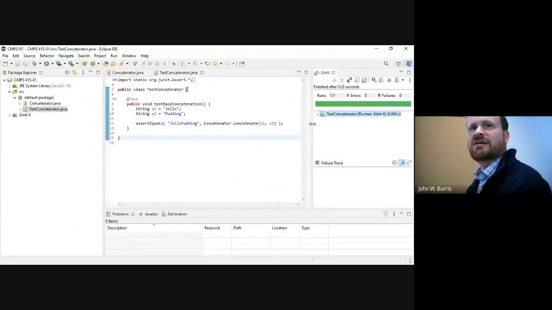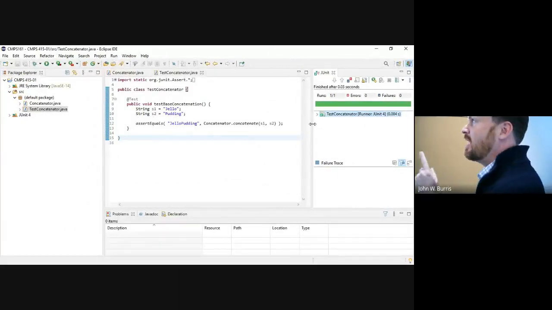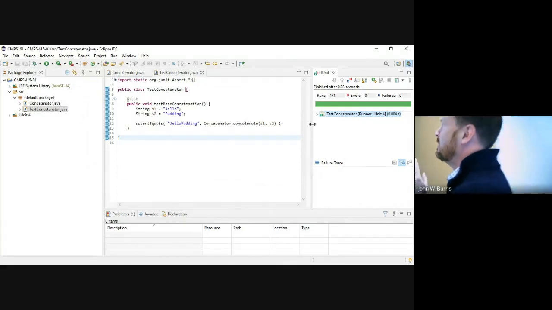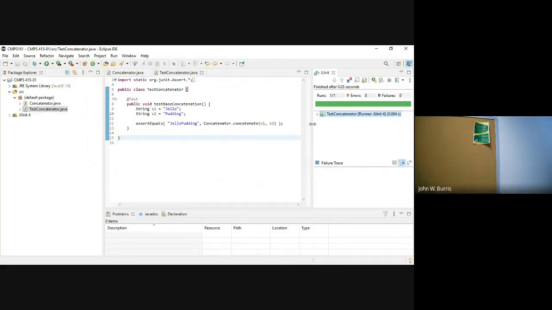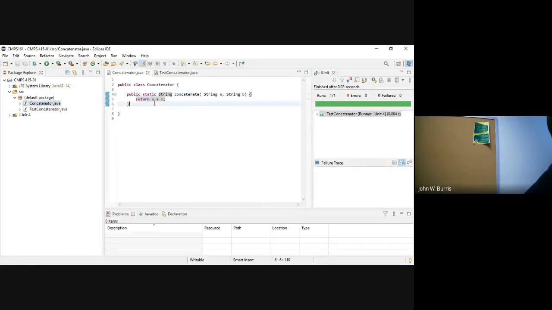And check this out. I have a test run where it says the test concatenator, and that little green bar says we need to pass that test. This is really cool in some ways. Let me show you what can change here. I can go back to concatenator, and I can do, well, I know better. I wanted to put a space there. So this is going to give me Jello pudding with the space.